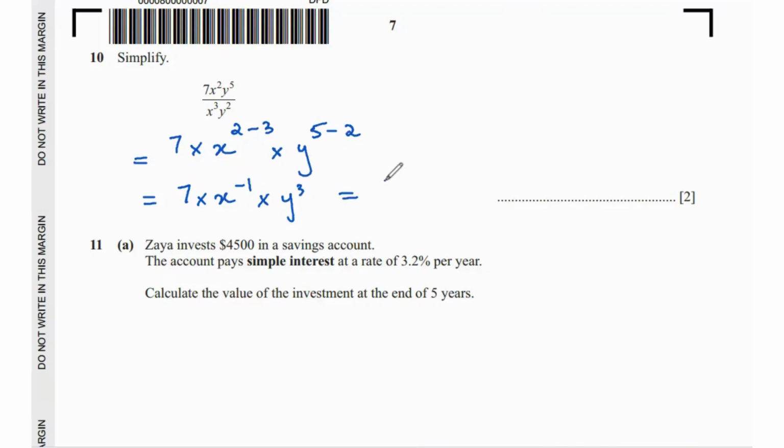So we'll rewrite this as 7 times y cubed over x. The reason why I'm writing x in the denominator is because x has a power of negative 1. So I just want to write it as a positive index. If you want to write it as a negative index, you can even leave it as 7y cubed times x to the power of negative 1. Either way, it's going to be correct.